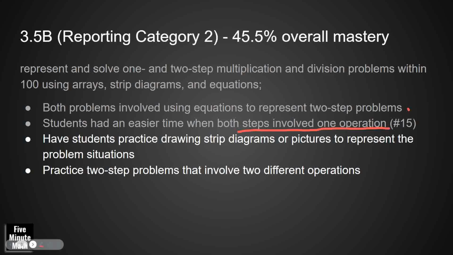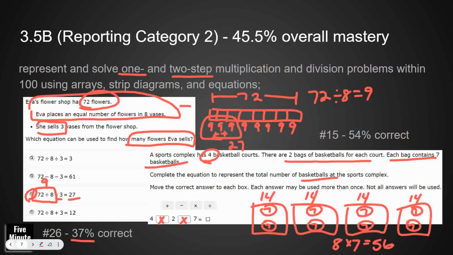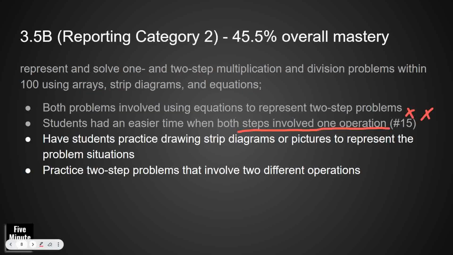So number 15, it was multiply, multiply. You notice when we go back to the first one, we had to divide and then we had to multiply. So those problem situations are a little bit trickier. They both use two-step problems, but they had a more difficult time when the first step is one operation and the second step is a second operation.